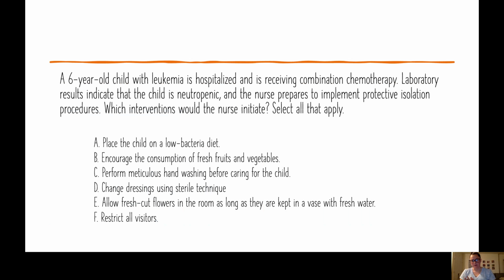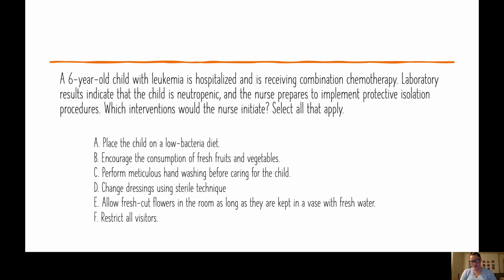All right, so now we're going to do a couple practice questions. A 6-year-old child with leukemia is hospitalized and is receiving combination chemotherapy. Laboratory results indicate that the child is neutropenic, and the nurse prepares to implement protective isolation procedures. Which interventions would the nurse initiate?